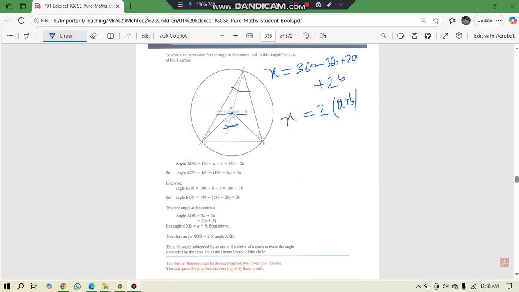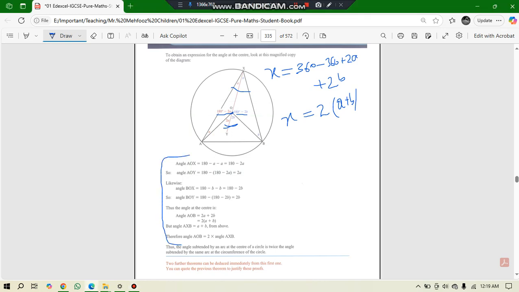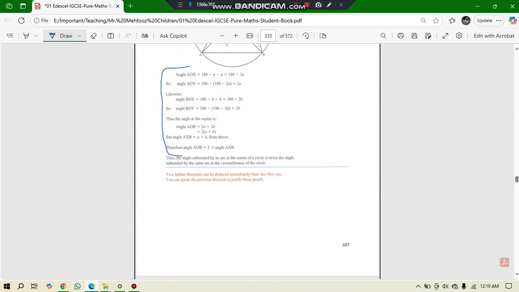That is exactly twice the angle at AXB. Okay, so this is the proof. You can also use this method, and you can also use my method which I have used. Both are simple.